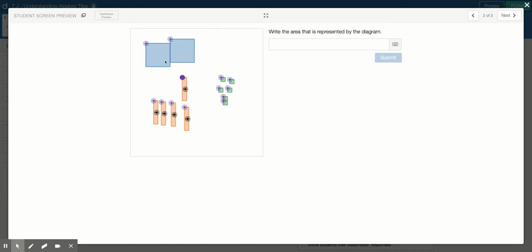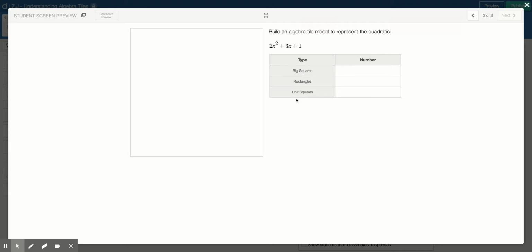And so I have 1, 2, so that's 2 times x squared. I have 1, 2, 3, 4, 5 rectangles, so that represents 5 times x. And 1, 2, 3, 4, 5, 6 unit squares, so that represents 6. And I can see, cool, got it right. Then I'll have you do one more type.